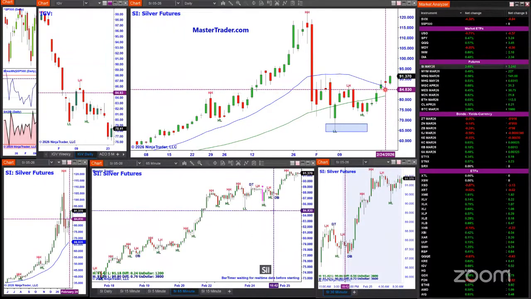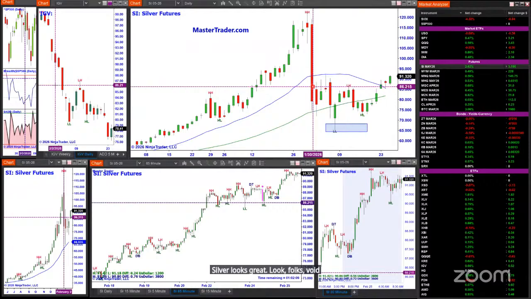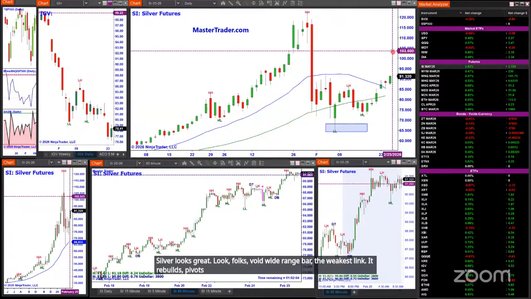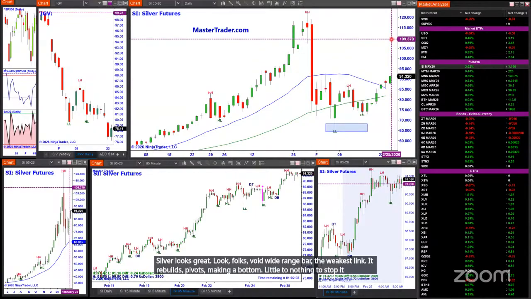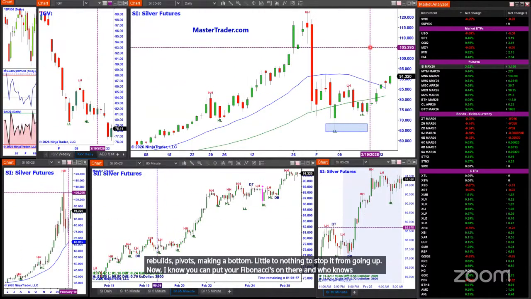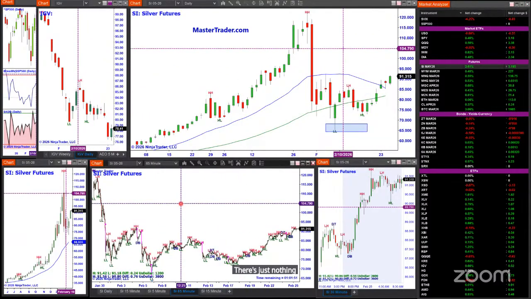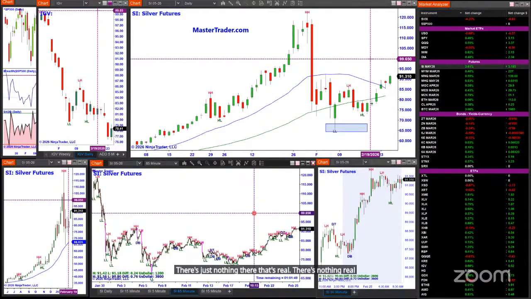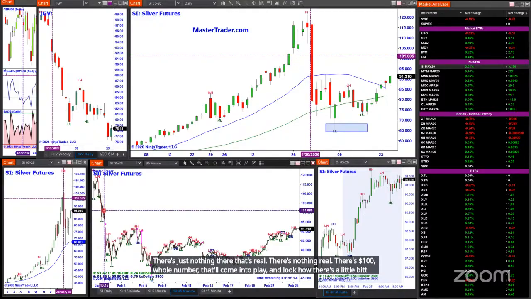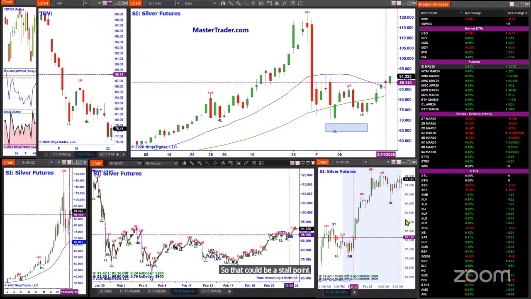Silver looks great. Look, folks, void, wide range bar, the weakest link. It rebuilds, pivots, making a bottom. Little to nothing to stop it from going up. Now, I know you can put your Fibonacci's on there, extensions and all of that, but there's nothing there that's real. There's $100, whole number, that'll come into play. And look how there are little overlapping bars lined up with $100, so that could be a stall point, but this looks great.